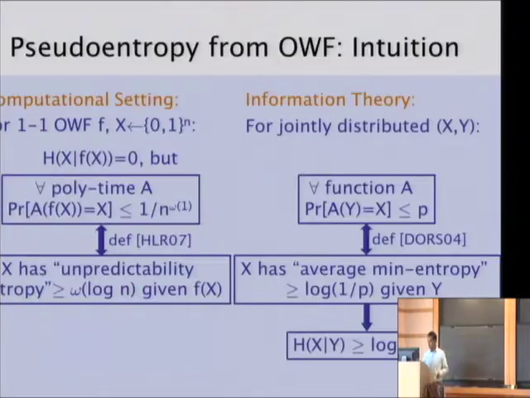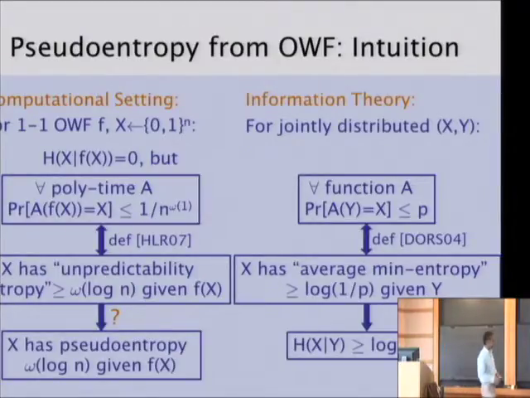And now what we might hope is that this implies, just like over there, that we have pseudoentropy in the sense that I defined before, that X is indistinguishable from having a super logarithmic number of bits of entropy given f of X. Right? So it's indistinguishable from some other random variable that has this much entropy given f of X.